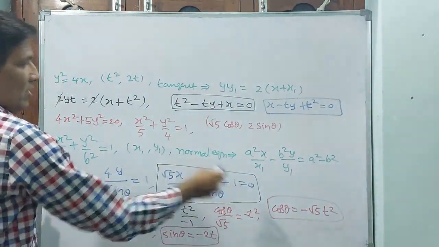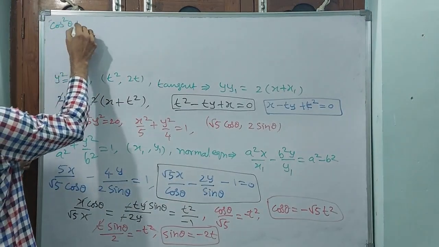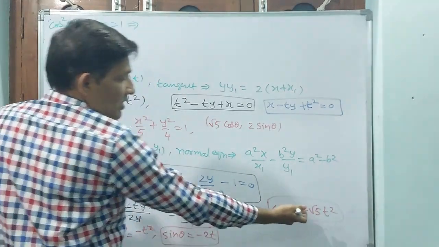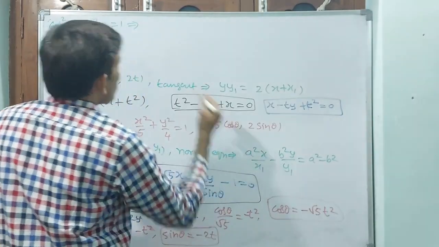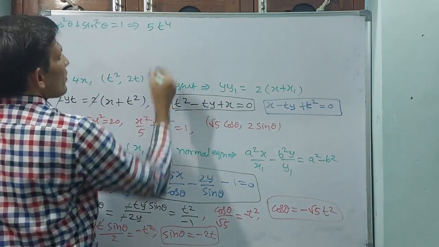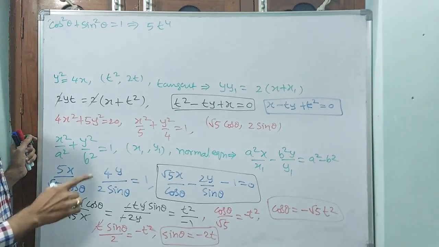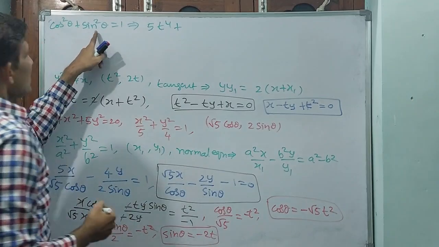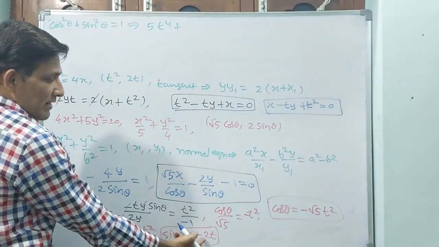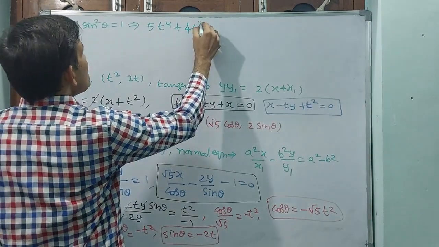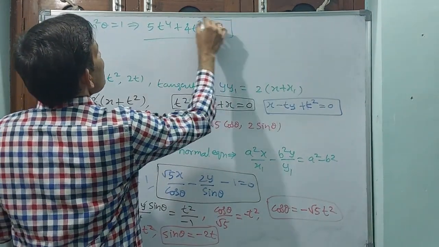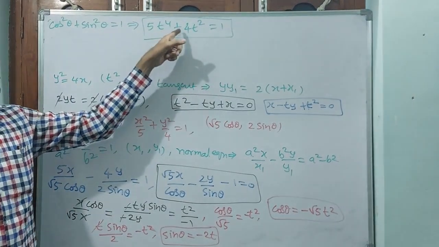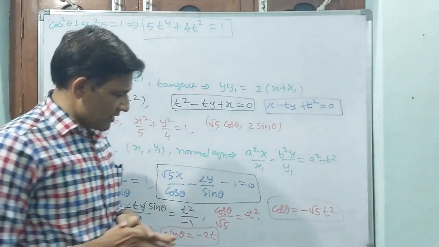Now you see, cos square theta plus sin square theta is equal to 1 implies cos square theta means, if I square, automatically 5 t to the power of 4. Minus is going away and root 5 is going to become 5, t square is going to become t to the power of 4, plus sin square theta. Sin square theta means minus is going away, 4 t square is equal to 1. This is the relation between t to the power of 4 and t square: 5t to the power of 4 plus 4t square is equal to 1.